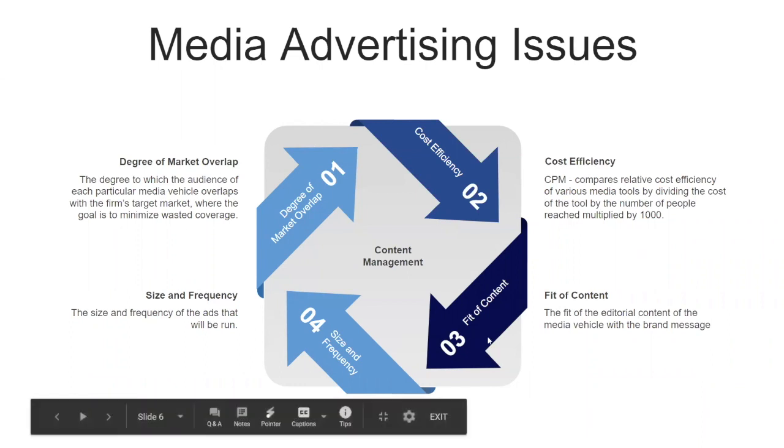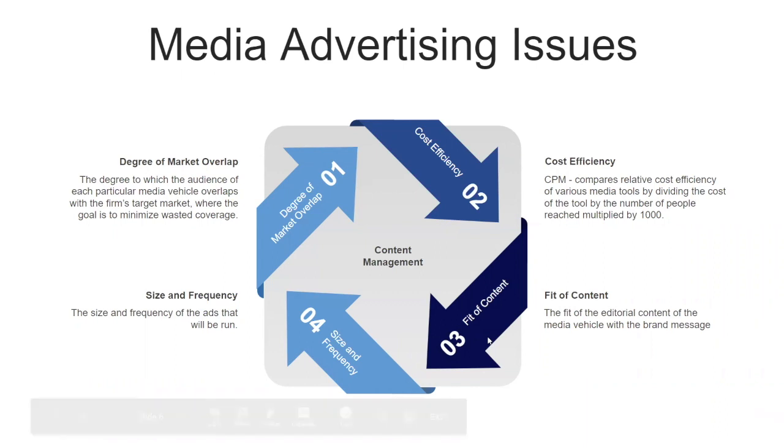Next is cost efficiency, which is measured through CPM. CPM is equal to the quotient of the cost of the tool and the number of people reached, multiplied by 1,000. The smaller the CPM is, the more cost efficient your advertising is. Third is fit of the content of your advertising with the brand message or the product you are advertising. And fourth is the size and frequency of the ads that will be run. At the heart of these issues is content management.